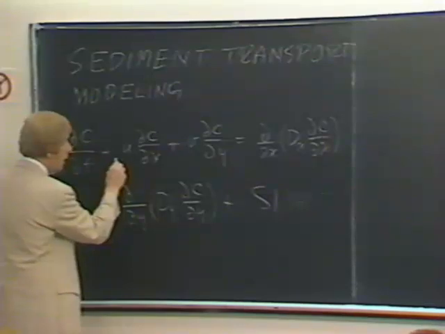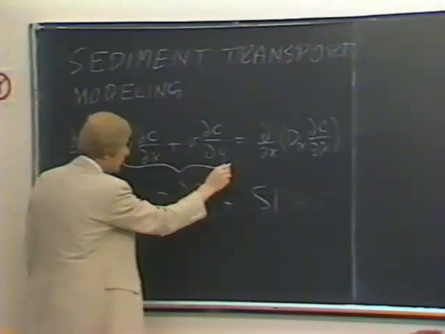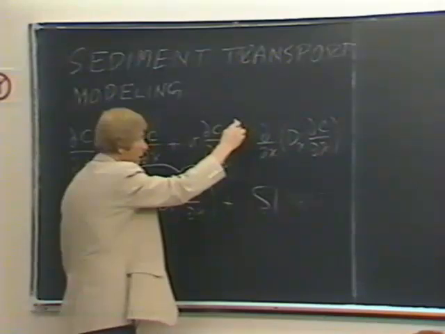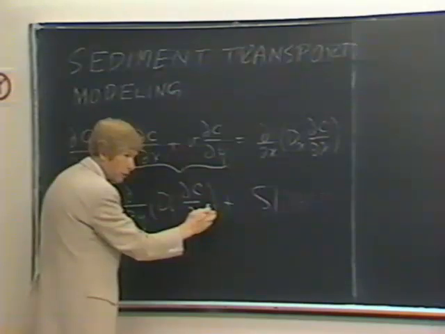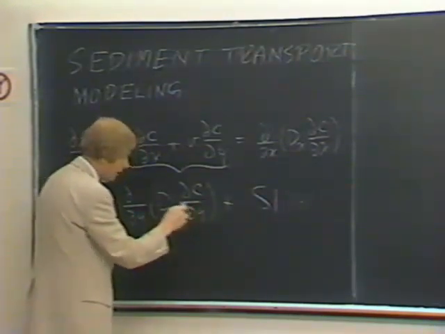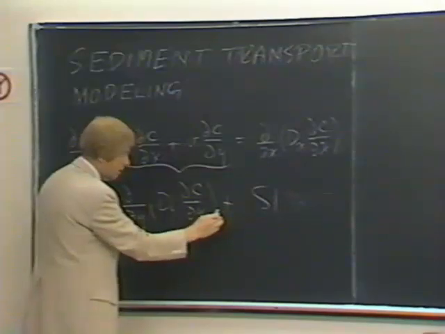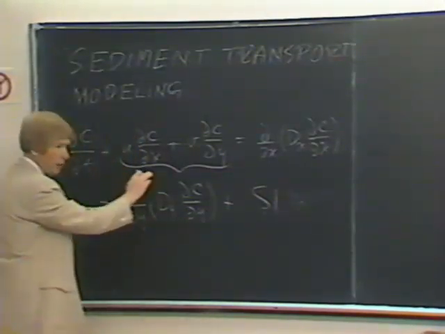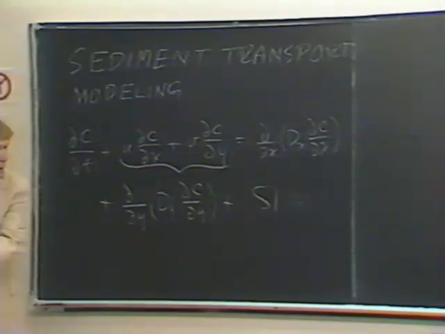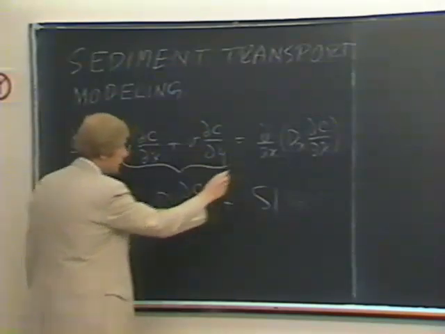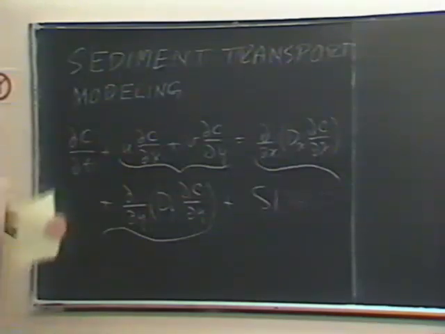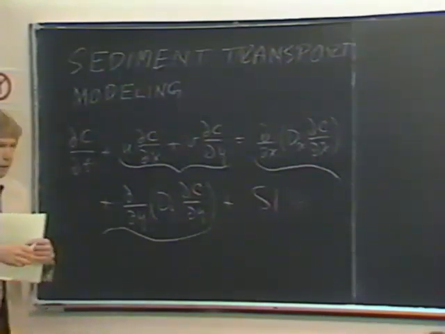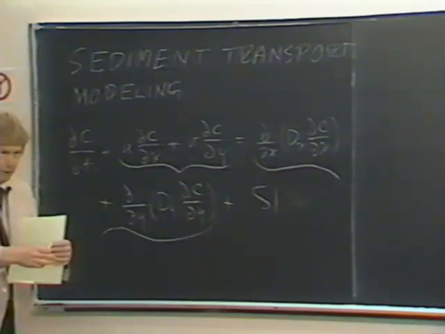If we were doing it in 3 dimensions, there would just be a w dc/dz here, and there would be a partial with respect to z of dz dc/dz in this point. This term is the advection term. It's the transport of the bulk material. And this term is a diffusion term. That's a term that takes care of the mixing processes during the flow.